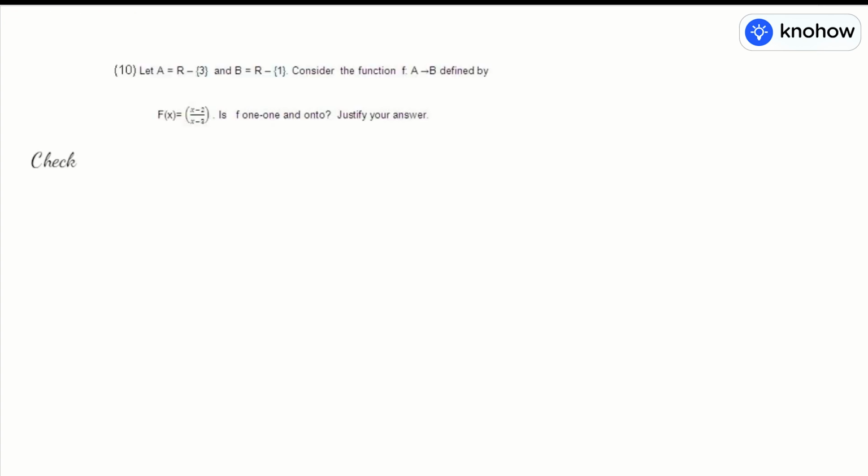Let A equal to R minus 3 and B equal to R minus 1, then consider a function from set A to B such that f(x) equal to (x minus 2) over (x minus 3). Is f one-one and onto? Justify your answer. Okay. So let us first check one-one.